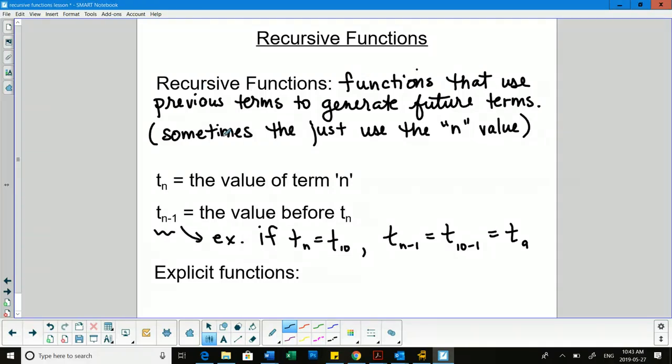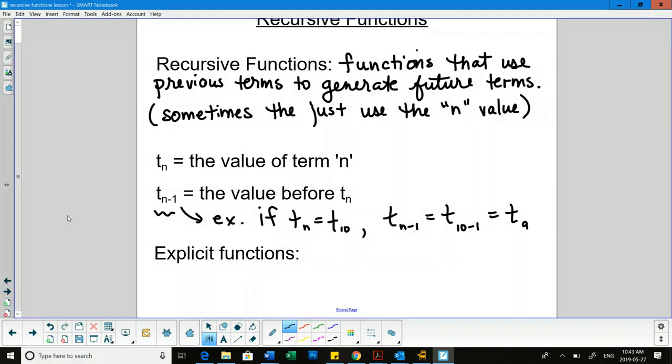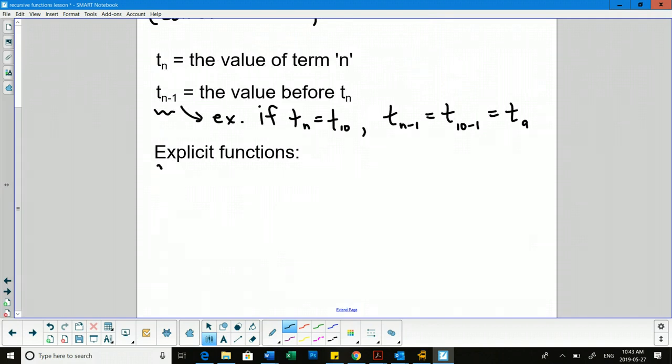Okay, so with recursive functions, you usually need to know that term before. Explicit functions are the functions that we've been learning about all along. So for instance, our arithmetic sequence formula and our geometric sequence formula are called explicit functions. And I can find any term at any time as soon as I have those general equations. So these are functions like our arithmetic sequence or geometric sequence.